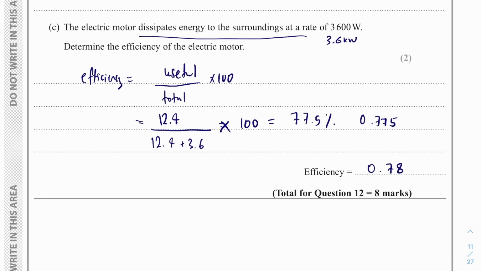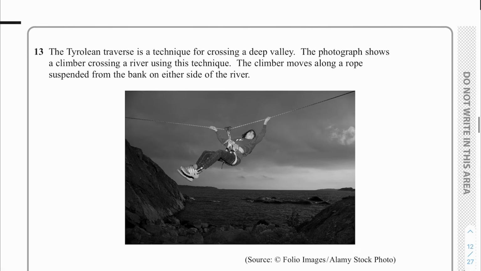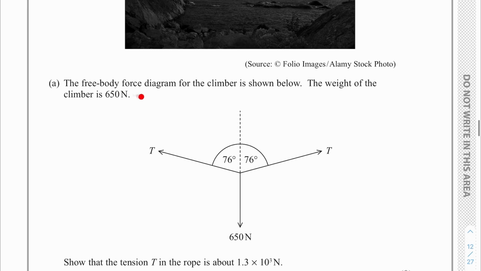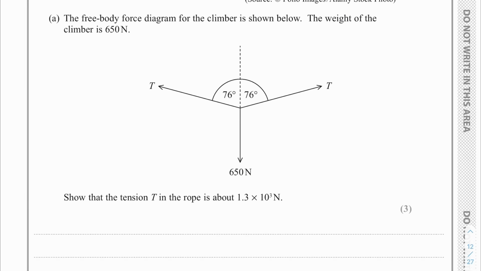Let's move on to question number 13. The Tyrolean traverse is a technique for crossing a deep valley. The photograph shows the climber crossing the river using the technique. The climber moves along the rope suspended from a bank on either side of the river. We can see here the free body force diagram for the climber shown below. The weight of the climber is 650 newtons, so we can see 650 newtons here. And we have tension on both sides.